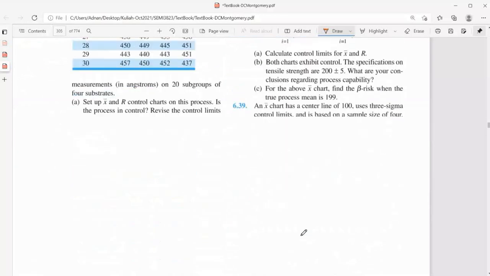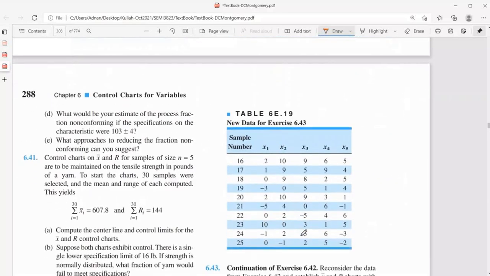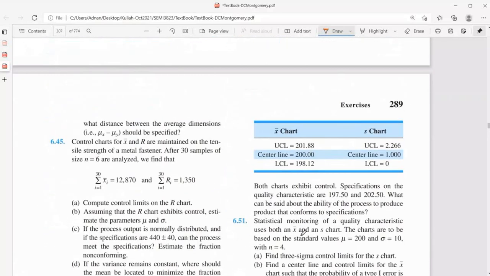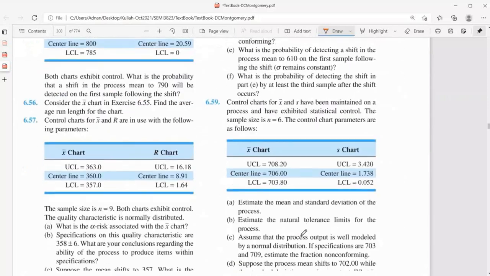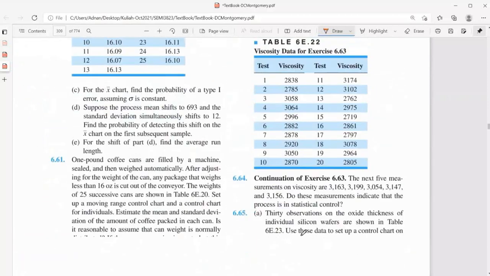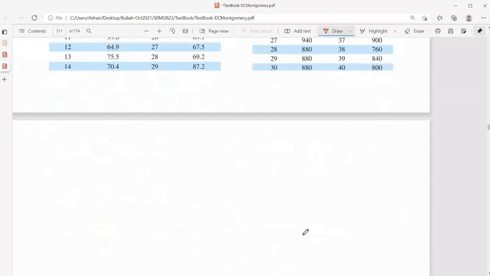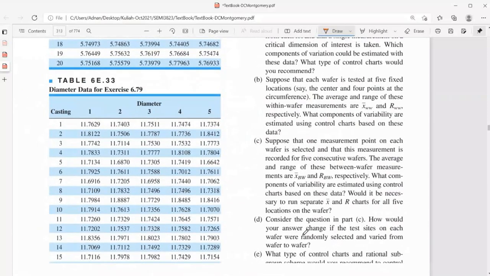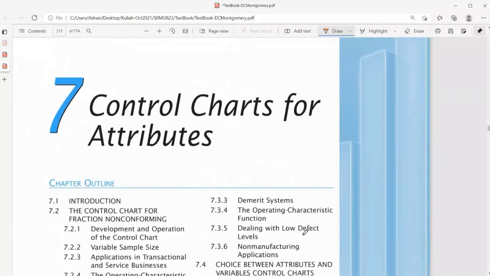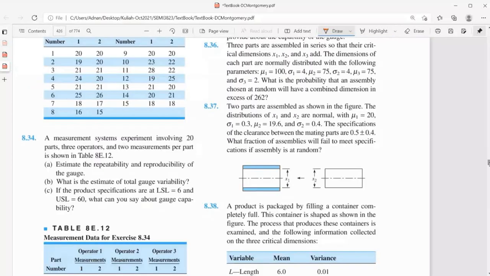Okay, let me quickly go to the EWMA control chart, which is also a control chart for individuals. I think this is in chapter 9. Okay, I move to chapter 9. Here is chapter 8.